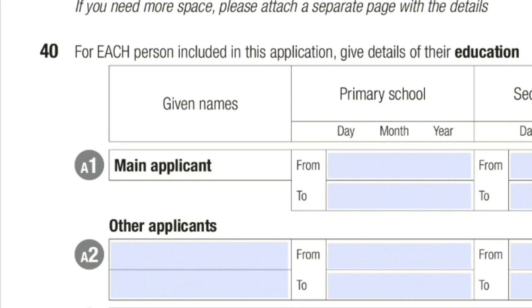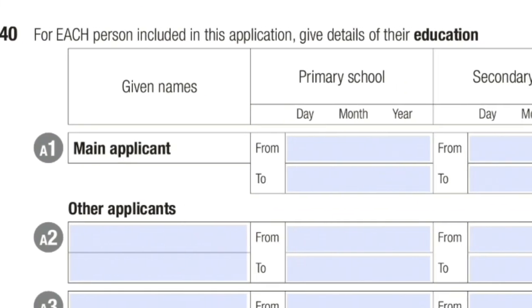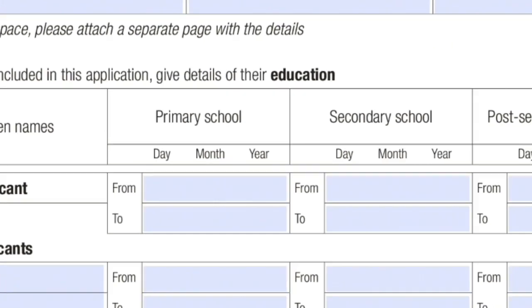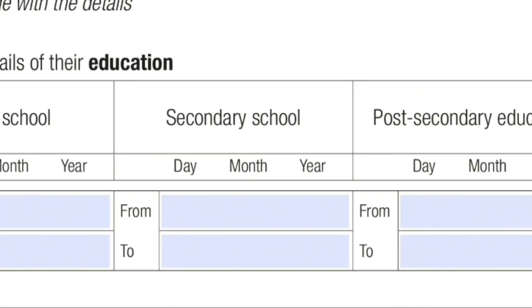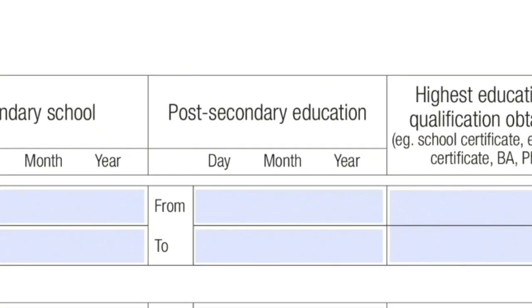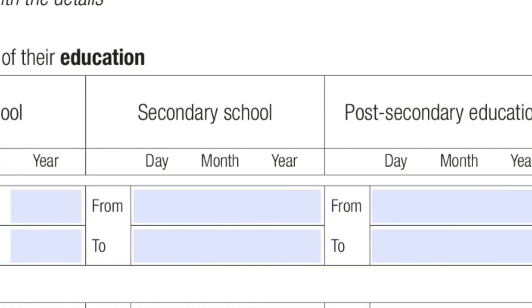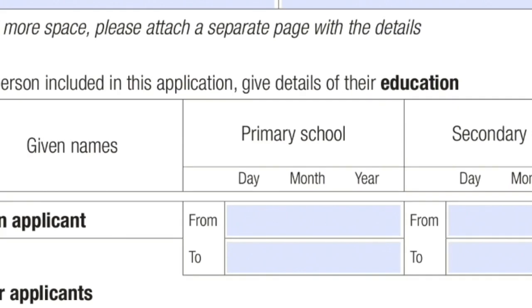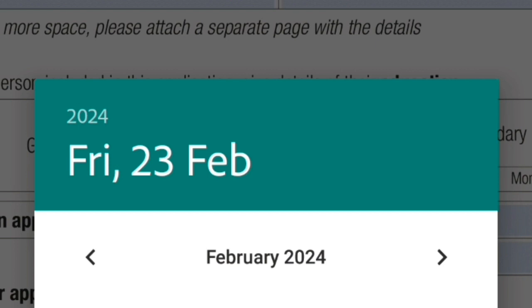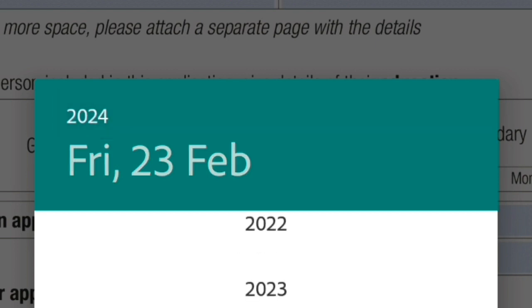Question 40. For each person included in this application, give details of their education. For the main applicant and the rest of the applicants, write the primary, secondary, post-secondary school, and highest educational qualification obtained, e.g. school certificate, electrician certificate, BA, PhD, in the table with the start and end dates.